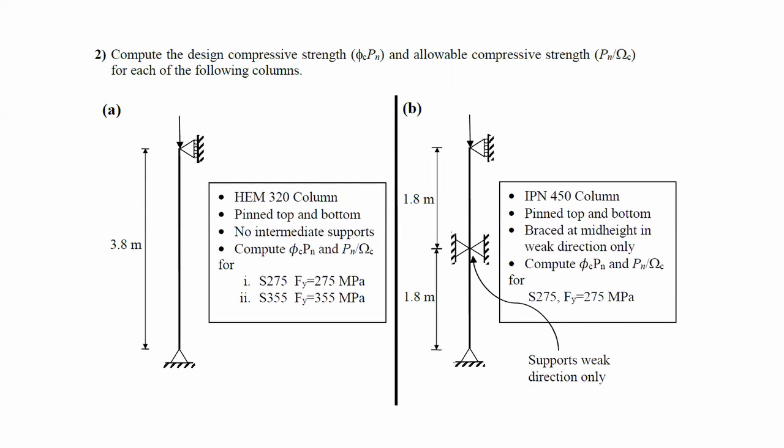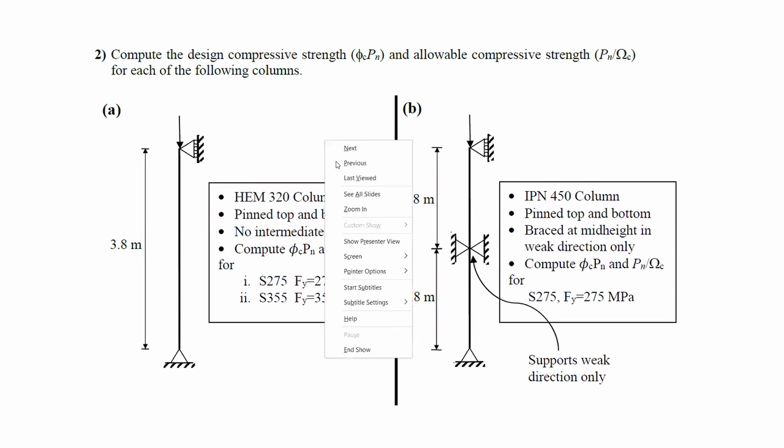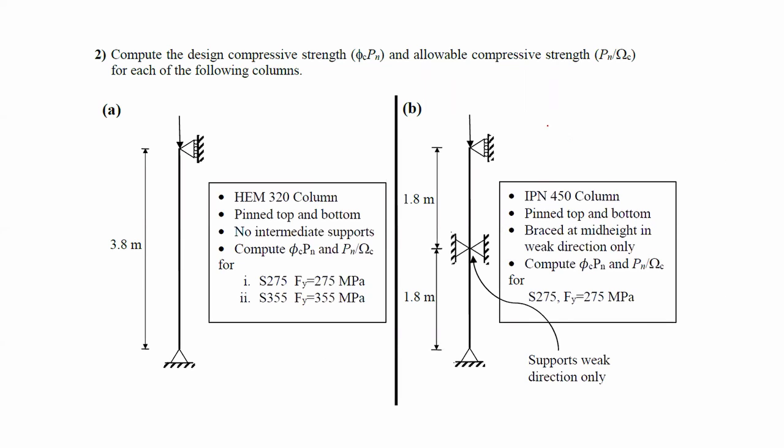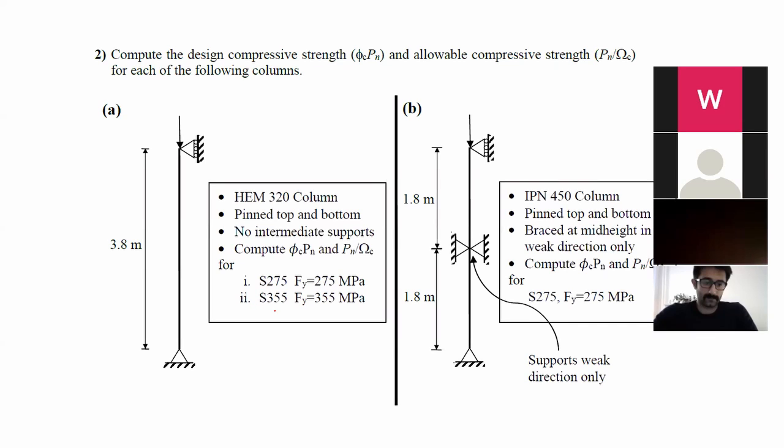If we go to question number 2, here we have to compute the design compressive strength and allowable compressive strength for each of the following columns. Let me take a pointer. So we have two columns in this problem. First, part A: the column HEM 320 pinned from top and bottom, with no intermediate supports, and we're supposed to compute the compressive strength based on first the given steel S275 and then the other kind of steel, S355.